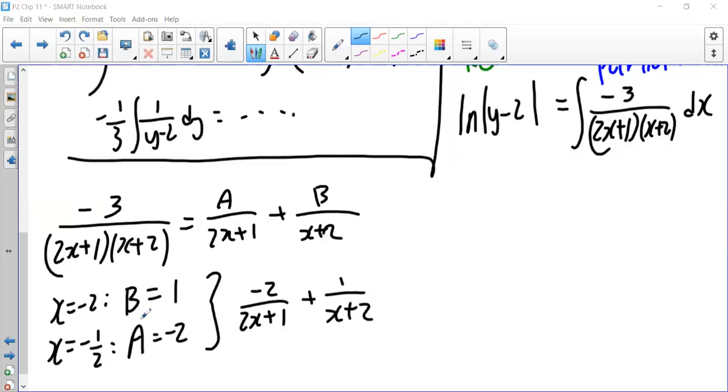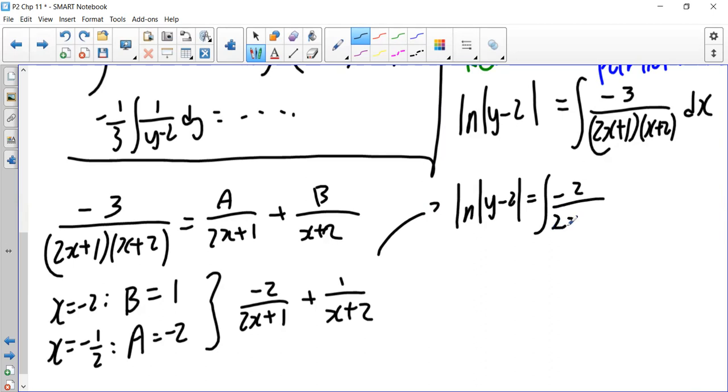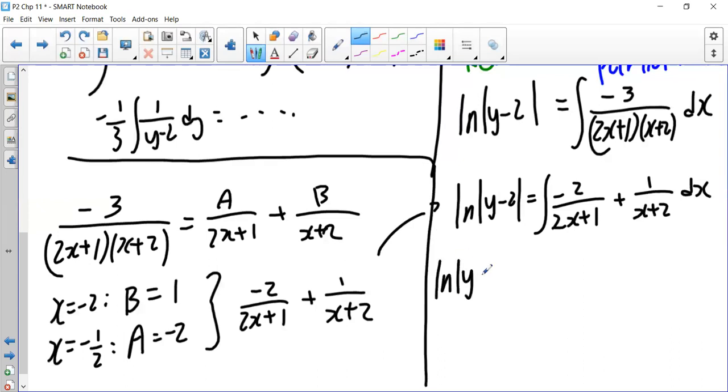So once you have split your partial fractions, you should get b is 1, a is minus 2. Therefore, I can now rewrite the right-hand side: ln |y minus 2| equals the integral of minus 2 over 2x plus 1 plus 1 over x plus 2 dx. Then the left-hand side is still ln |y minus 2|.